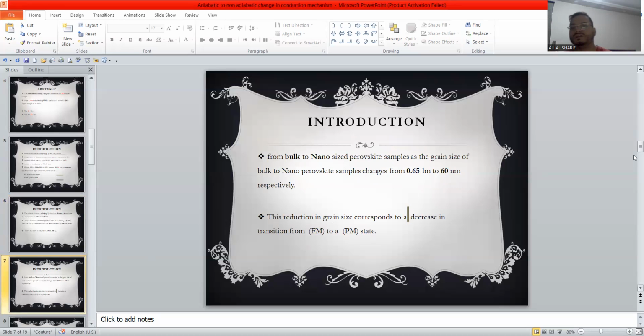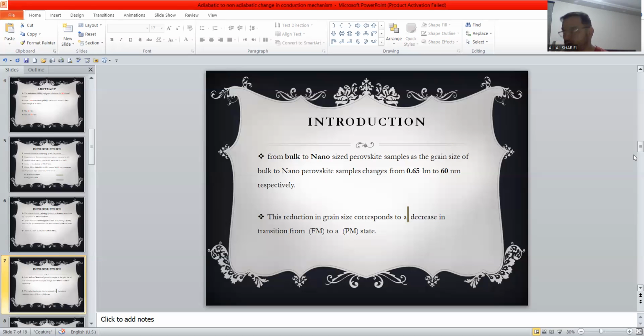Here, from bulk, I noted from this article that the sample shape is changed from bulk to nano size perovskite samples, as the grain size of bulk to nano perovskite samples changes from 0.65 to 16 nanometer, respectively. This reduction in grain size corresponds to a decrease in the transition from ferromagnetic to paramagnetic.